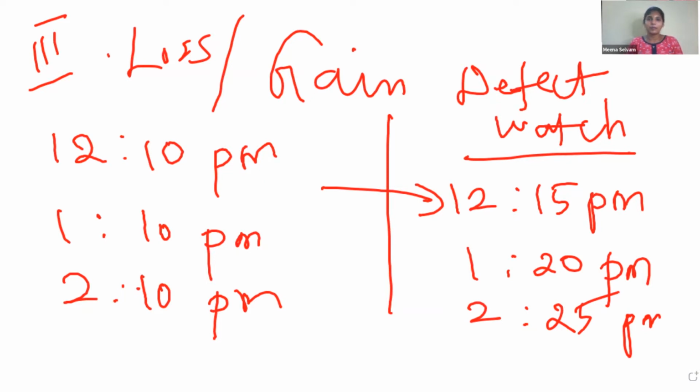Like that the questions will be asked. Okay, so here it is purely your logic. You have to sit and work out. Okay, this is a defect watch. It gains 5 minutes for every 1 hour. So we'll be calculating it and then predicting the day and the time on which it matches with the correct time. This is your third type of question.